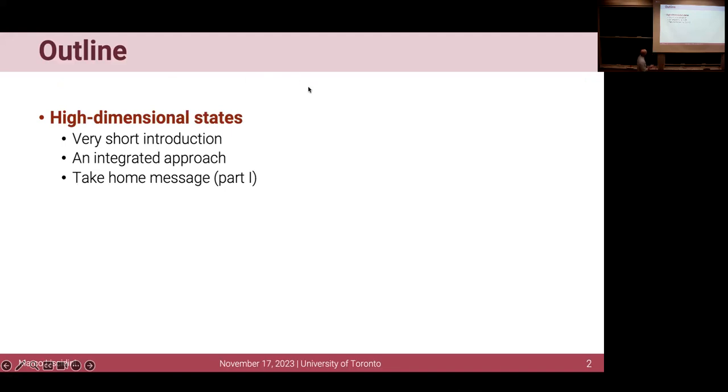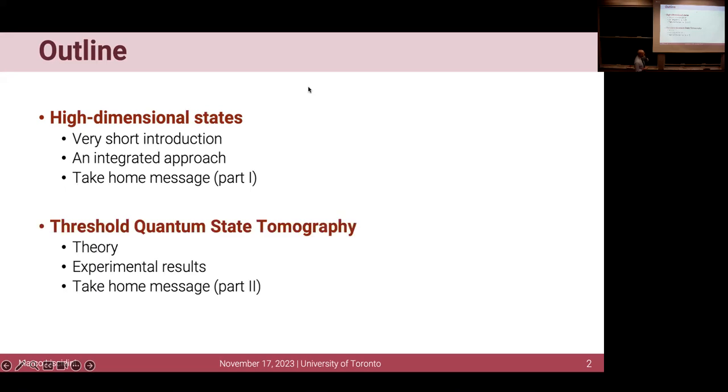So let's start with the outline of this talk. I will first talk about high-dimensional states, a super short introduction. I will focus mainly on integrated photonics because this is what I do most of the time to generate non-classical light, and I will give you some take-home messages on this part. The second part will be introducing a strategy to characterize high-dimensional states, which we call threshold quantum state tomography. I will explain what it is, show you some experimental results, and then give you some take-home messages about that.